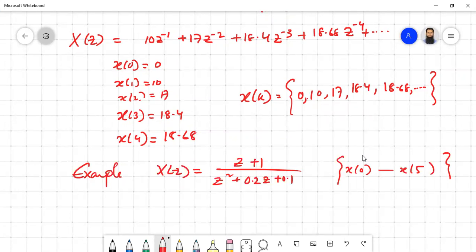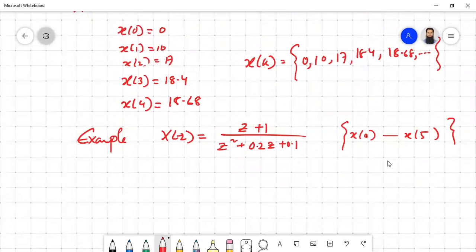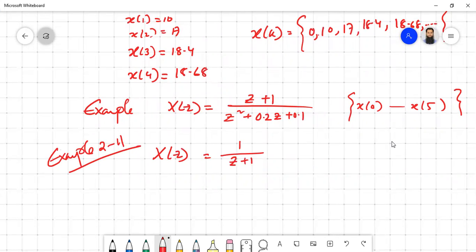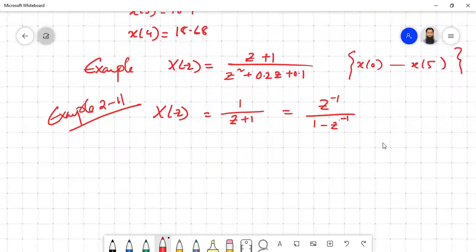This is relatively simple. There is another example, and I think you will be able to do that one as well. This is an already worked out example from your Ogata book, so you better just have a look at that one. X(z) is given as 1 by z plus 1. So just take it into the inverse z domain, z inverse over 1 minus z inverse. Now we just divide z inverse by 1 minus z inverse, and then you will find the corresponding values. So it is also left for you to do.